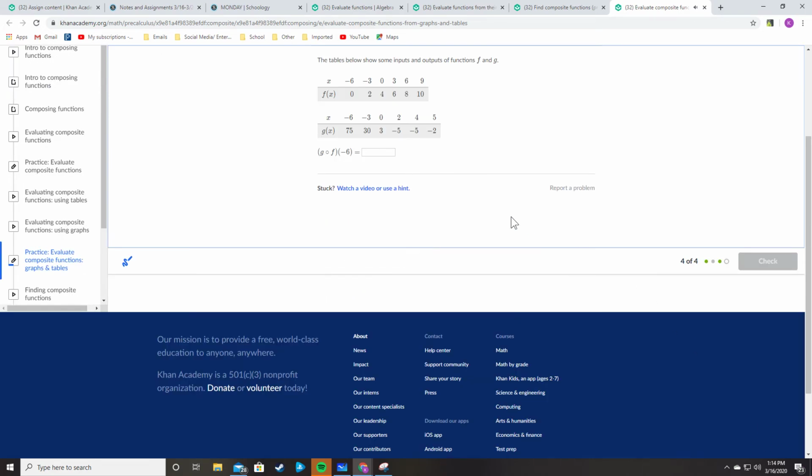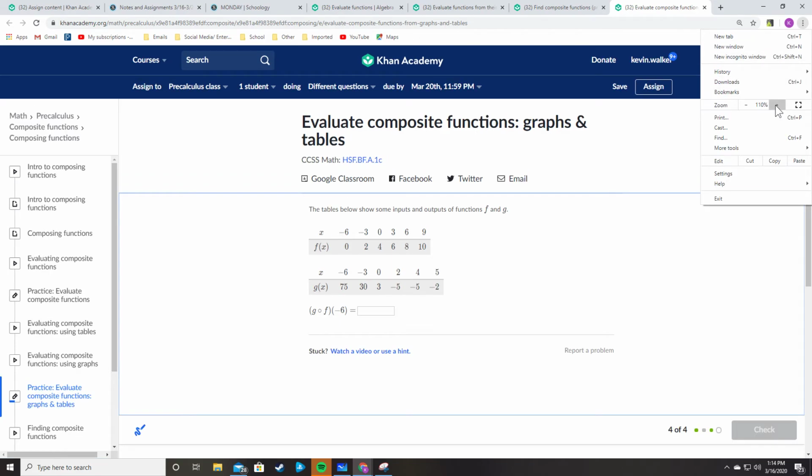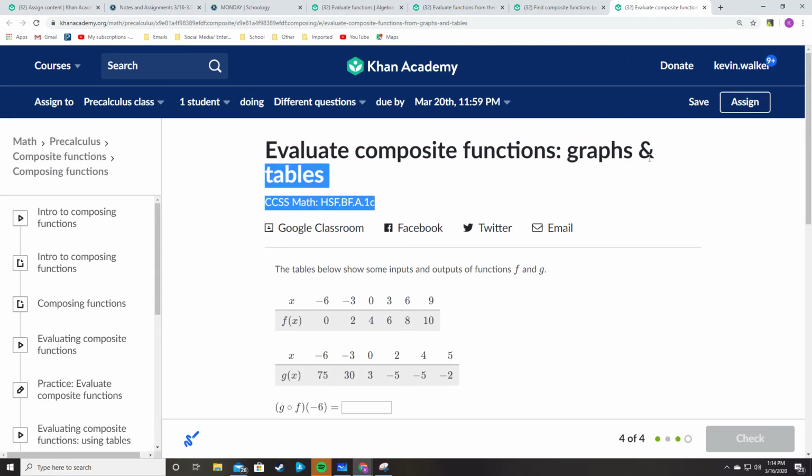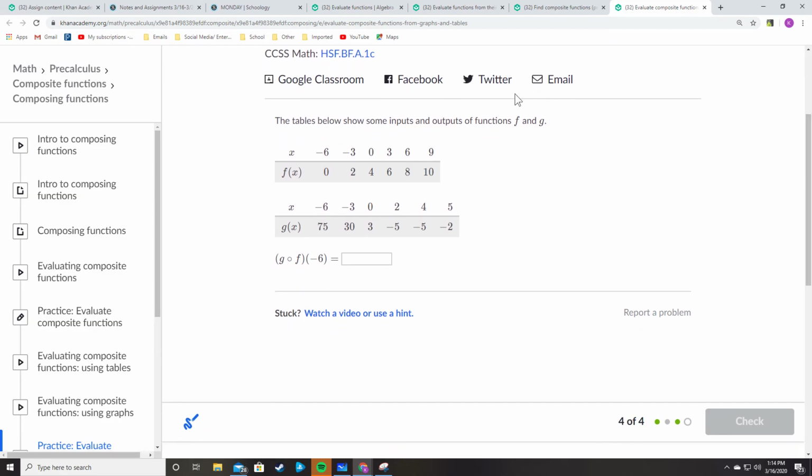Now let's check to see one more before we go off, people. So this last one here for Khan Academy is for not only graphs but also tables. So let's go through and check one for our table. These tables below show some inputs and outputs for f and g. So this one gives us g of f of negative 6.